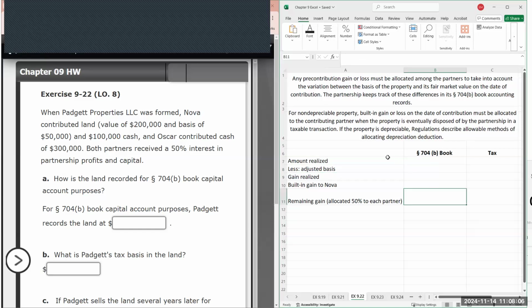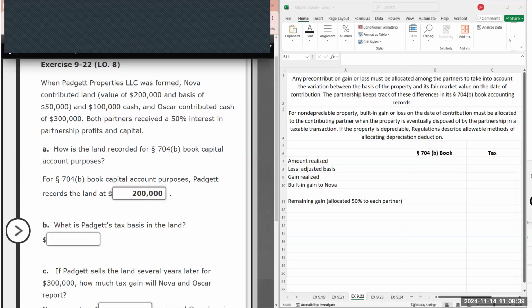If the property is depreciable, then regulations describe some of the allowable methods of allocating the depreciation deduction. All right, so we want to determine, again, how is the land recorded for 704(b) purposes? So the basis of it is 200,000. As we know, there's a carryover basis. So therefore, Nova's basis becomes Paget's basis. So therefore, Paget would have recorded the land at the basis of 200,000.